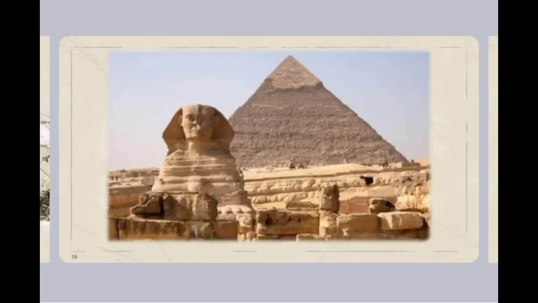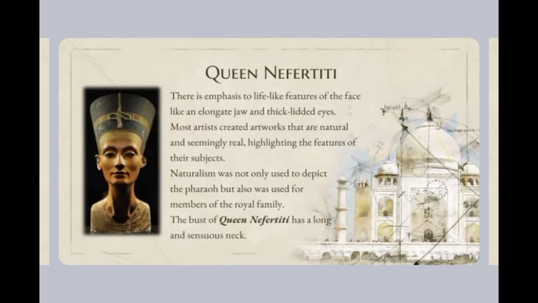So next, this is the example picture of a pyramid of Giza. So the reason the Pyramid of Giza was established is that it will serve as the tomb for the pharaohs. It means it was constructed to be their burial place.